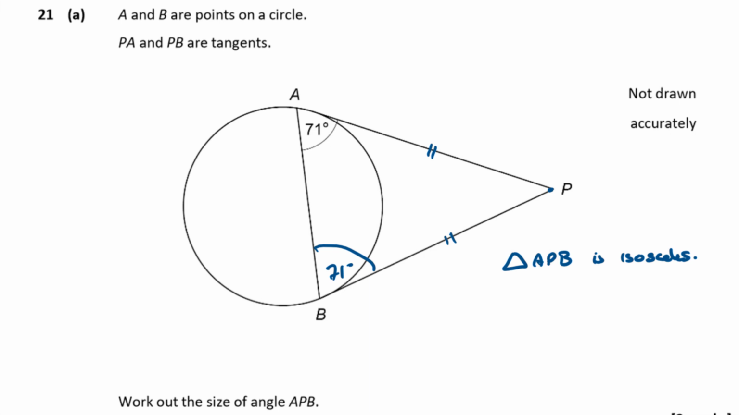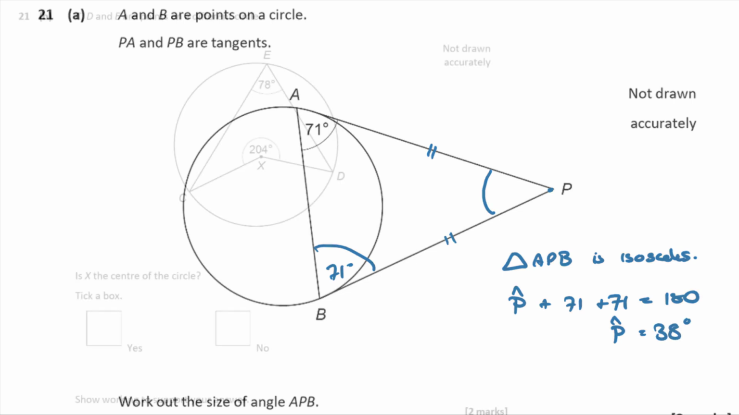What are we trying to find? APB. We're trying to find this angle here then, aren't we? So this angle up here is the vertex of your isosceles triangle. We already know the other two are 71, and we know that the angles of a triangle add up to 180 degrees. So angle APB, the angle at P, plus my other two angles are going to be 180. So 71 and 71 makes 142. 142 away from 180. What's that then? That's 38 then, isn't it?